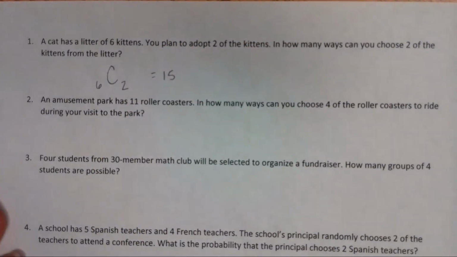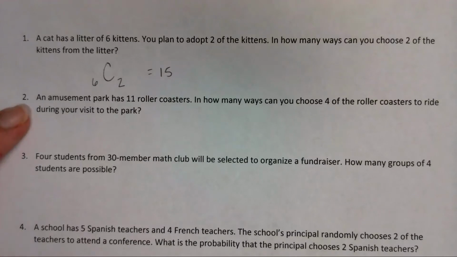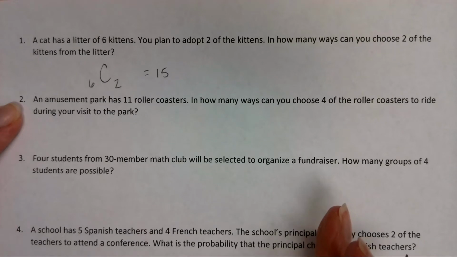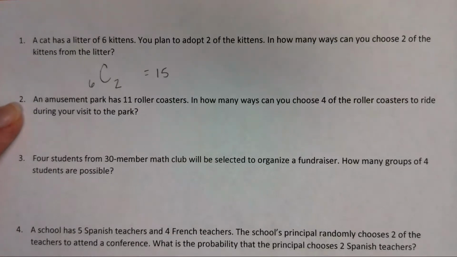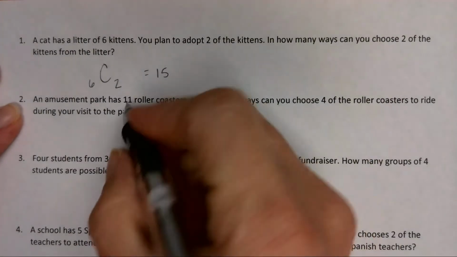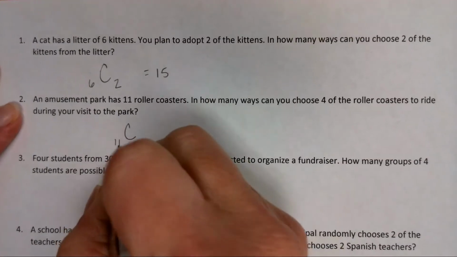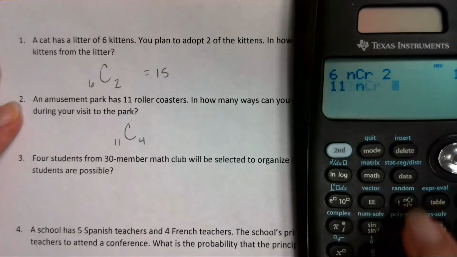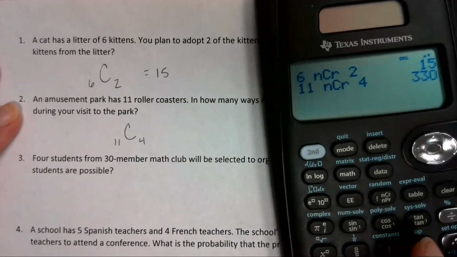All right, for number 2, an amusement park has 11 roller coasters. How many ways can you choose 4 of the roller coasters to ride? In this case, order does not matter because you're just going to ride them. Now, if we were going to look at the different order of roller coasters we could go in, it would be a permutation, but here I'm just choosing 4. It's a combination, 11 items, and I'm choosing 4 of them. There are 330 different ways to do that.